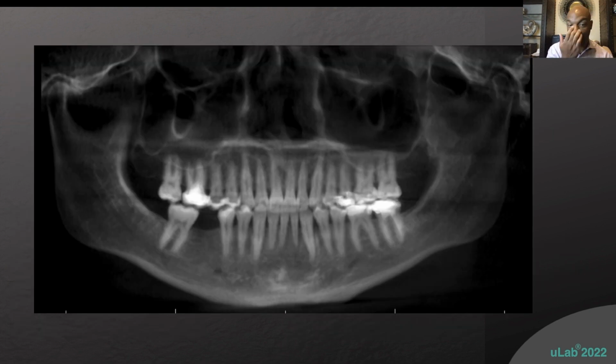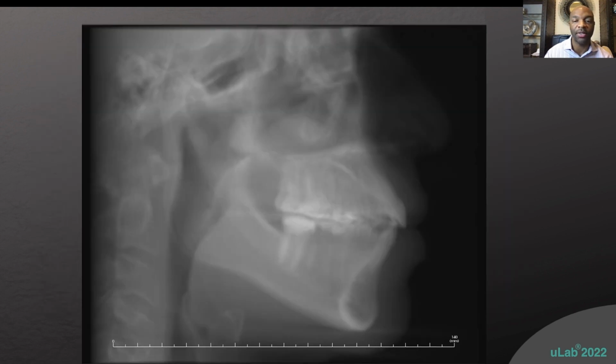And then this is the final pan. And you can see the root of that lower left 3 is in a good position. So we didn't just tip the canine into the space. It's in a very good position. And this is the final step showing the good anterior coupling. So again, not excessive overjet. We have it right where it needed to be.